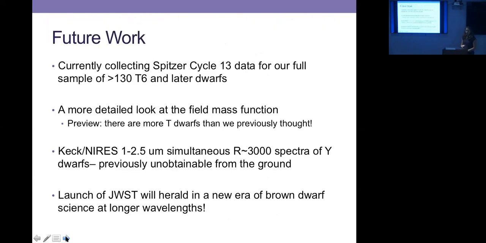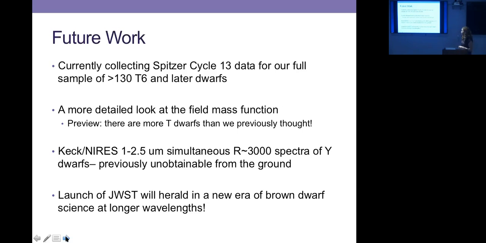So in the future, we are currently collecting our cycle 13 data and probably going to submit a cycle 14 proposal to continue getting astrometric monitoring of these objects. Also included in that will be a more detailed look at the field mass function. And then I actually have some time coming up this Saturday to get Keck NIRES data of these objects. NIRSPEC in its low resolution mode isn't quite sensitive enough to get some of these really faint objects, but NIRES does simultaneous 1 to 2.5 micron spectra at R of about 3000. And I'm really hoping for good weather because last observing was very poor weather.